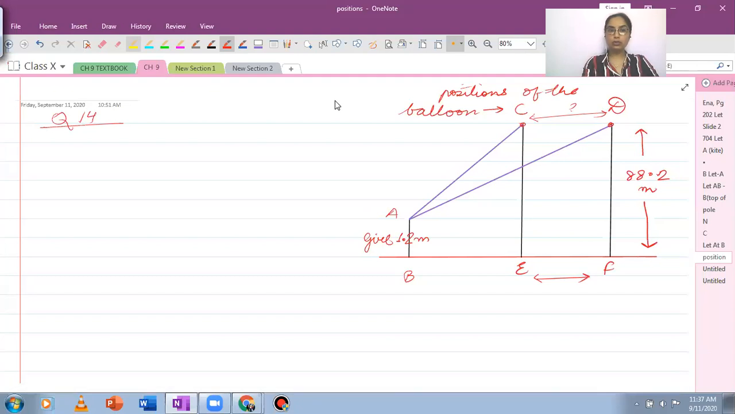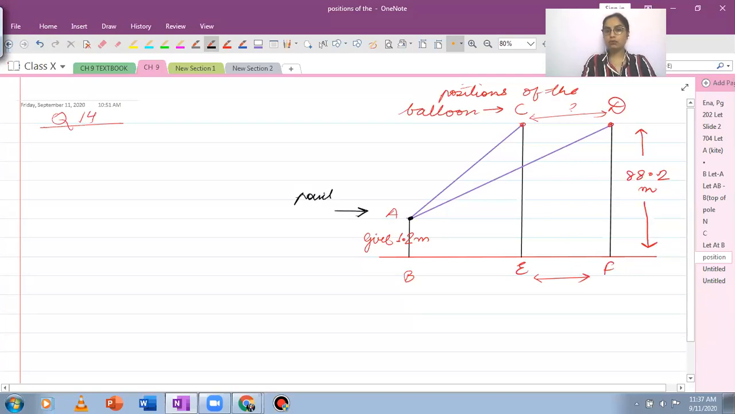To draw the angle of elevation, I will first of all need the horizontal through the point of observation. So this is the point of observation, and I'm going to draw a horizontal before I show the angle of elevation. Let it intersect this vertical side at point G. This angle and this angle are given. Earlier the angle was 60 degrees, and as the balloon moved away, the angle changed to 30 degrees. We will be working with triangle CAH and triangle DAG. These are the two triangles we will be working with.